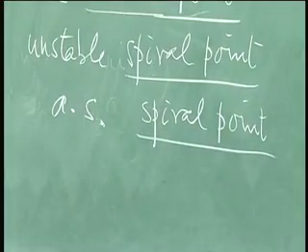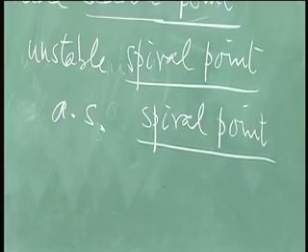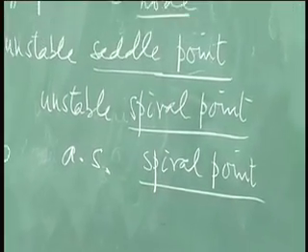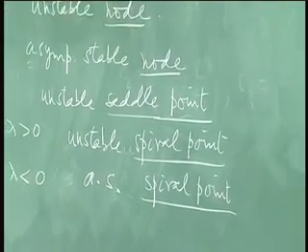And finally, the case of pure imaginary eigenvalues. We have already studied one case, the simple harmonic oscillator, the undamped oscillator, and what was that critical point? There were ellipses, they were like ellipses, but it was a center. This point is called a center.